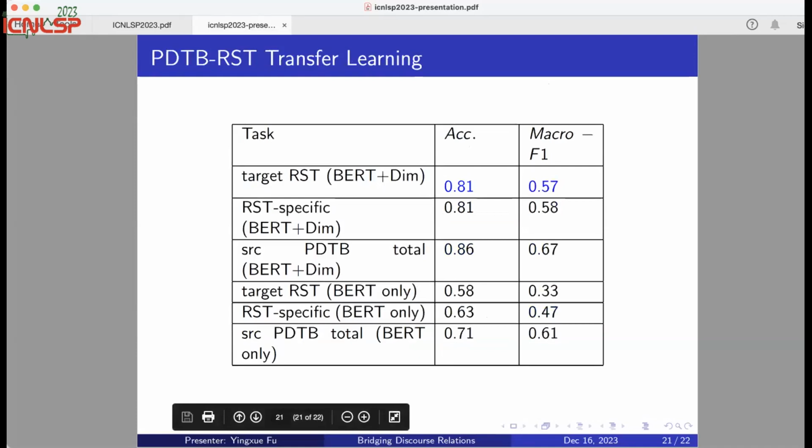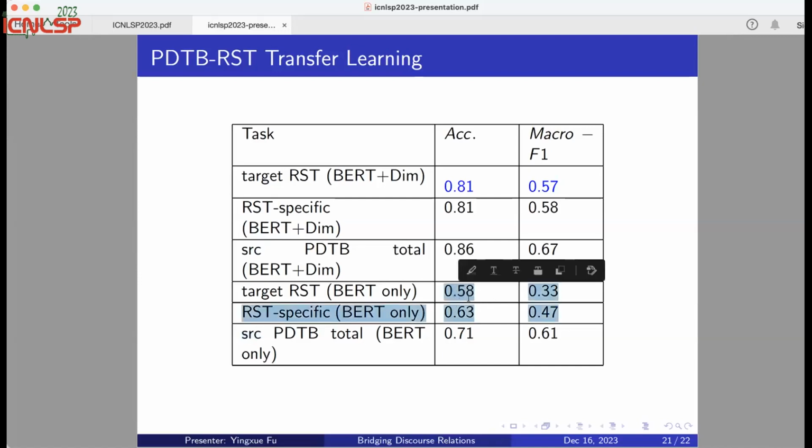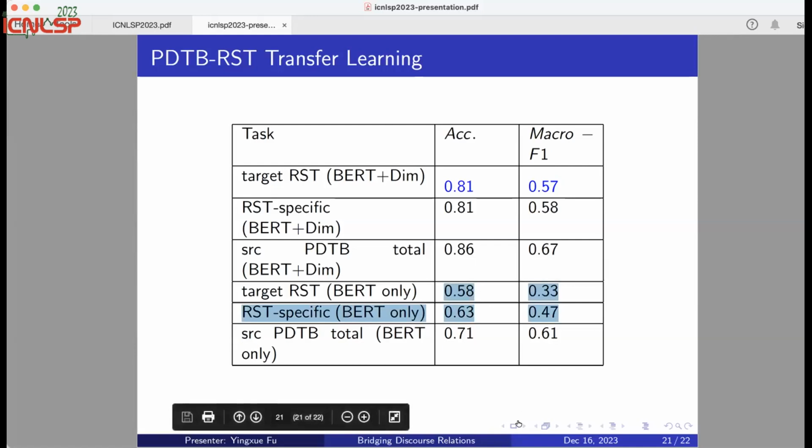And for PDTB to RST transfer learning, we can see that there is no big performance drop, even though a much smaller number of parameters are learned for RST. But if you don't have those unity dimensions and just use transfer learning from PDTB to RST, the performance will decrease significantly. This shows a negative transfer effect.